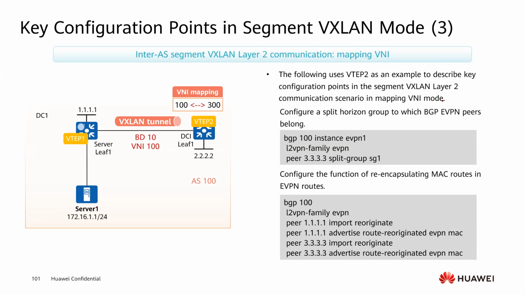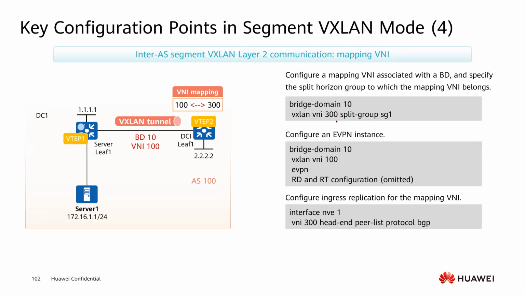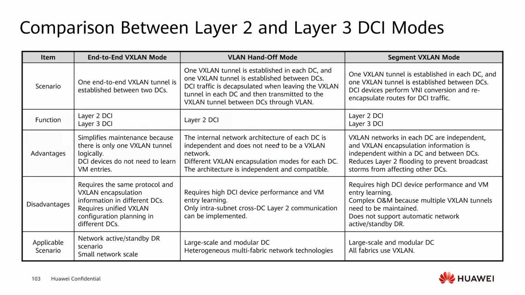All right. And for the mapping, it is the same. For the mapping VNI, we need to configure a new VNI for the split group. All right, and that is the difference between the configurations.